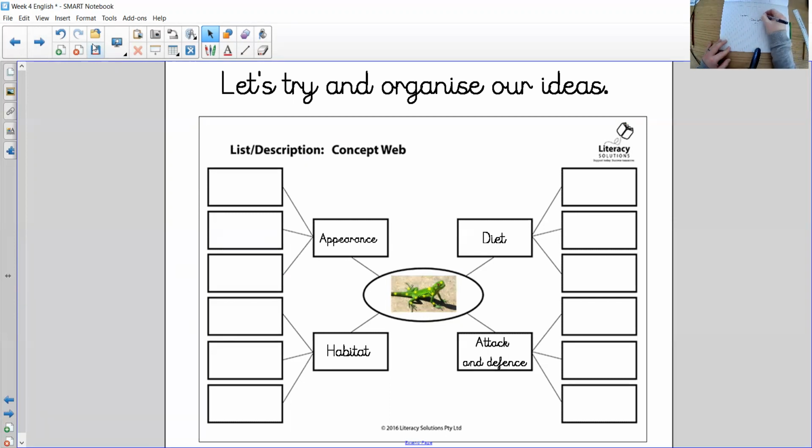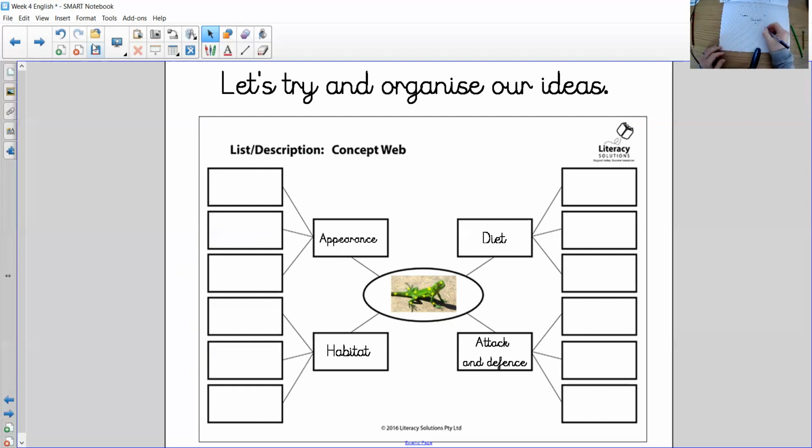Next one was diet, so things that they eat. Next one was attack and defense. Now I need to probably give myself a bigger guideline there. I might go underneath. Use the arms. I might go underneath there.